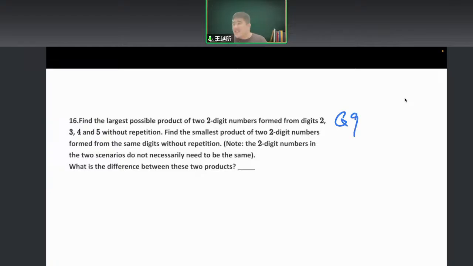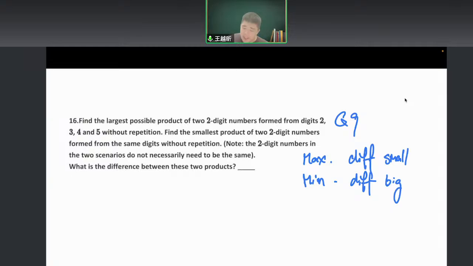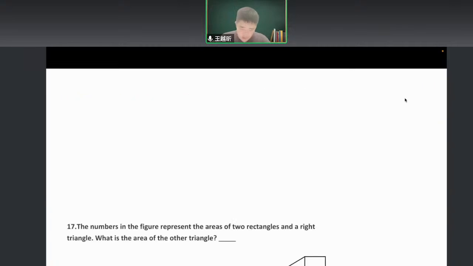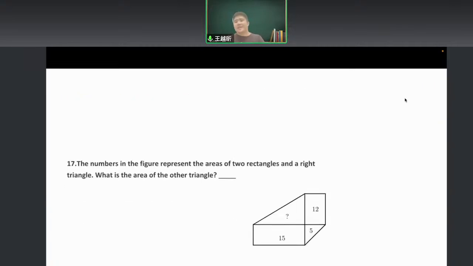Same method. If you want to find the maximum, you want the difference to be small. If you want to find the minimum, then you want the difference between two numbers to be big. Very similar to question 9, so I'll skip this one. Okay, this tests you on area and a common geometry model.